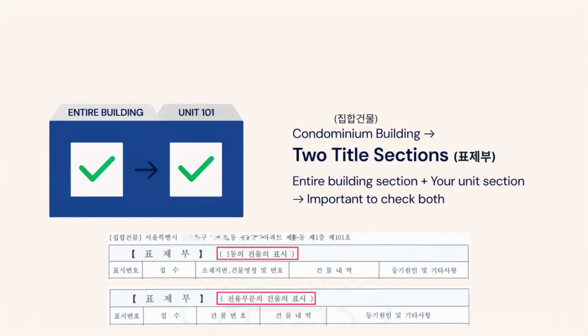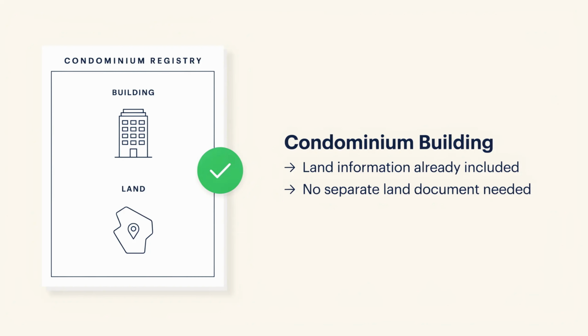If your document says condominium building, you will see 2 title sections. One section describes the entire building. The other section describes the specific unit you are renting. It is important to check both. Apartments, office-tels, and multi-household houses are condominium buildings. This single document already contains the land information. A separate land document is unnecessary.